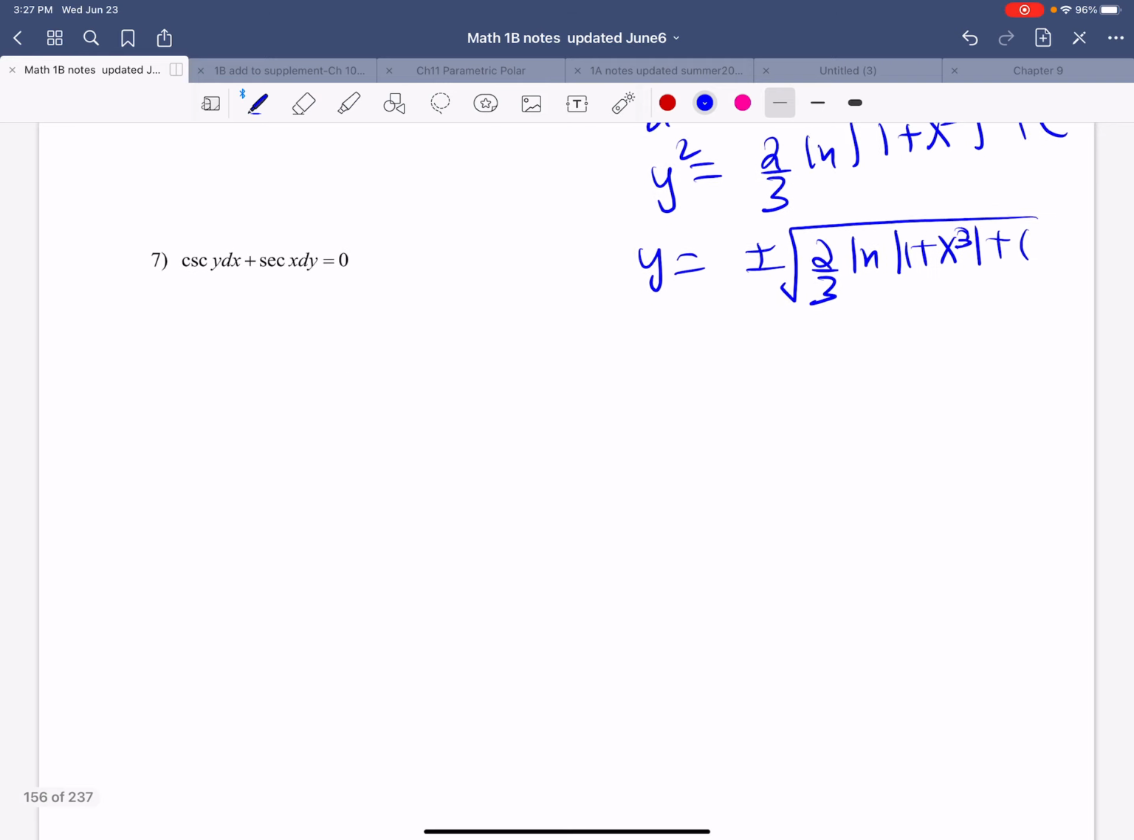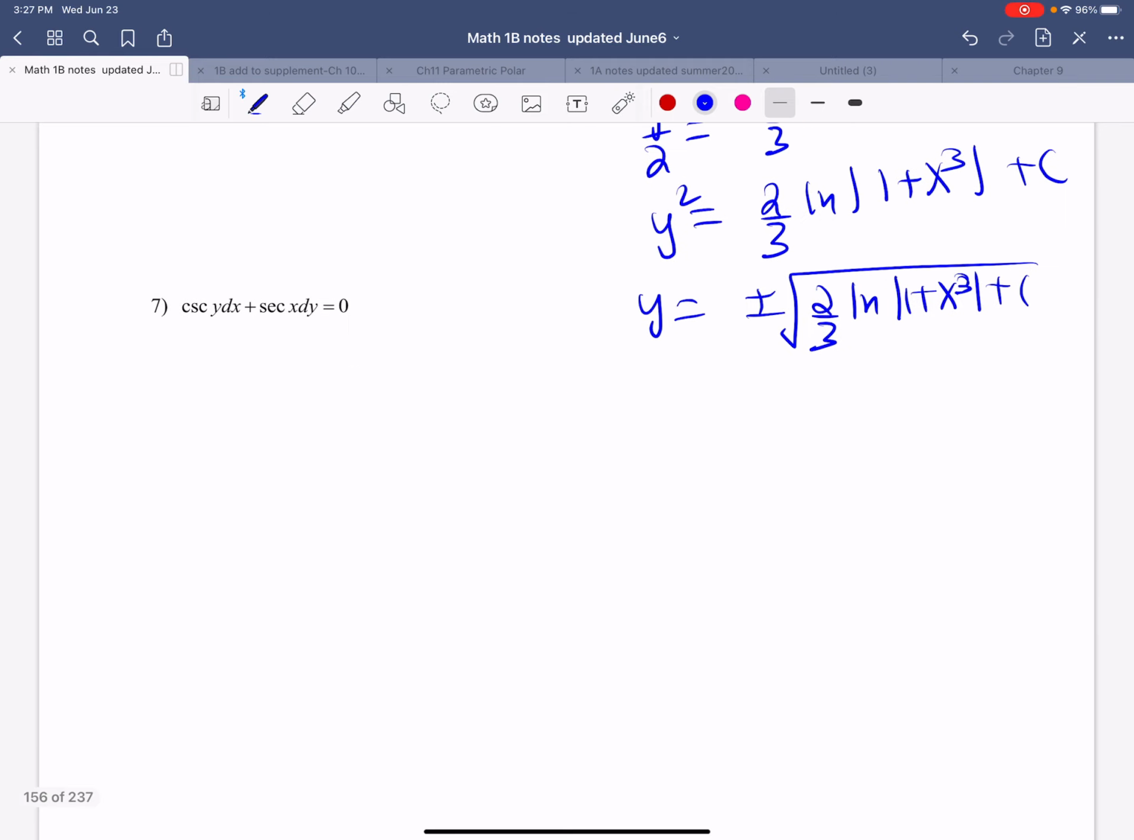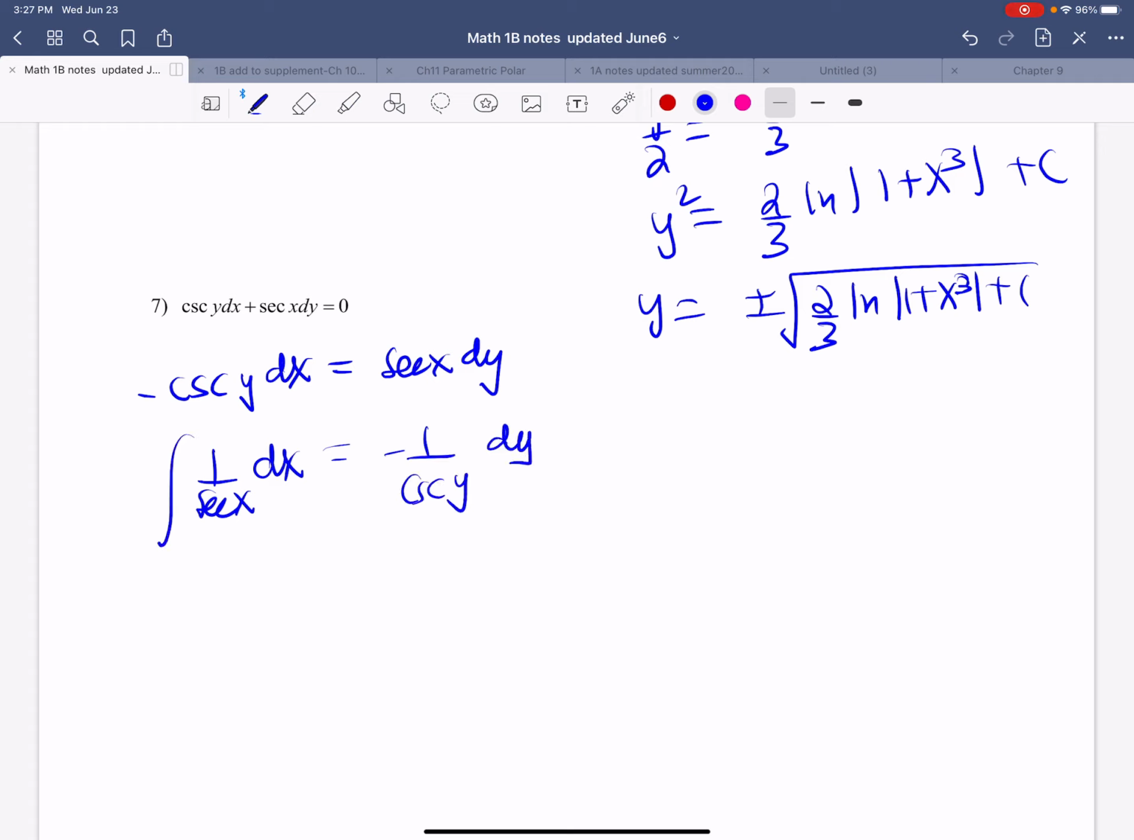All right, next example, we will look at number 7. We have cosecant y dx plus secant x dy. Let's go ahead and isolate the variable. That would be negative cosecant y dx is equal to secant x dy. We can go ahead and separate them now. So I can say 1 over secant x dx is equal to negative 1 over cosecant y dy.